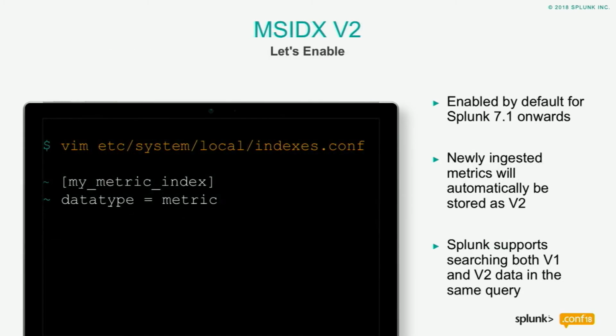And like SRS, this is also enabled by default from 7.1 onwards. This means that any newly ingested metrics will automatically be stored as v2, so you could already be using them now. Much like SRS and zstandard, Splunk also supports searching v1 and v2 data at the same time. It'll just handle it automatically for you.